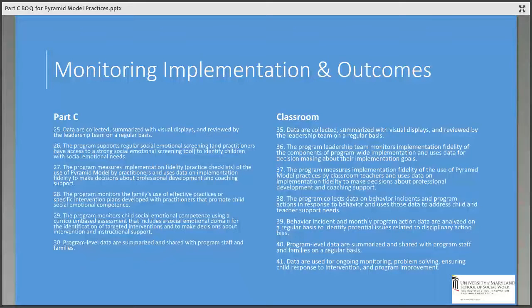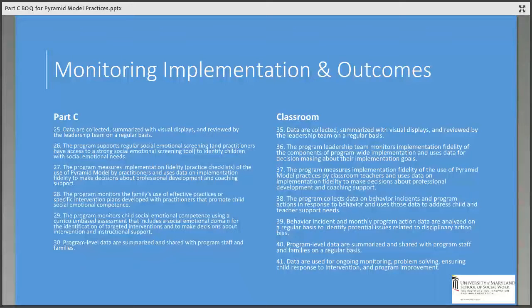The program leadership monitors implementation fidelity of the components of program-wide implementation and uses data for decision-making around goals. And those goals should be adaptive and change based on what the data is telling you. The program also measures implementation fidelity and the use of Pyramid Model practices by classroom teachers as well.